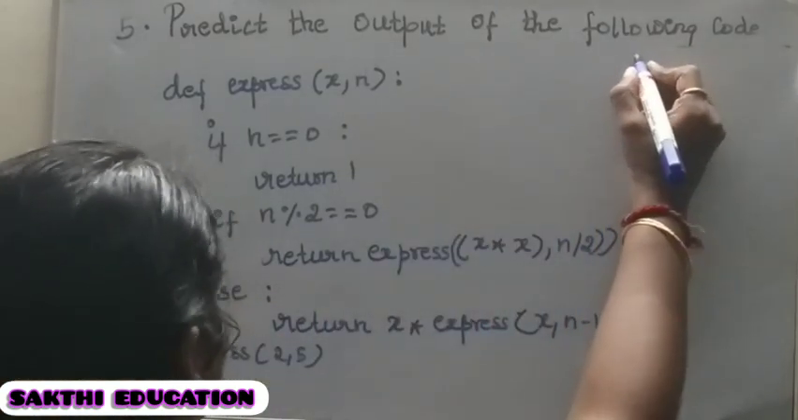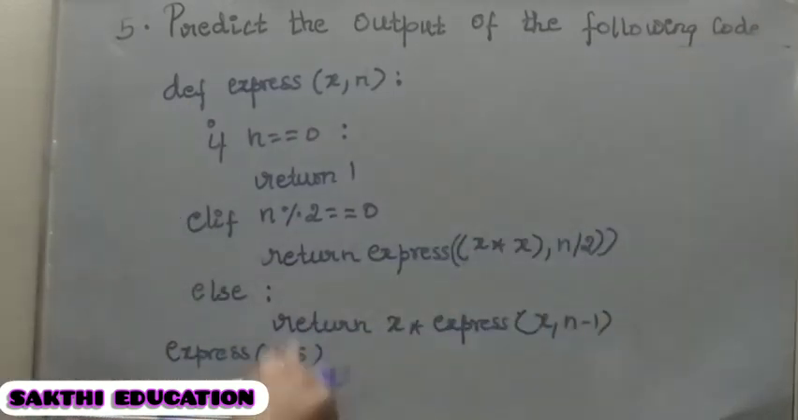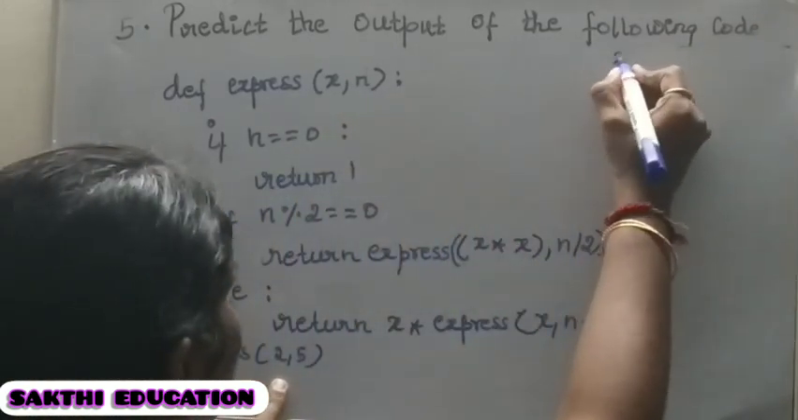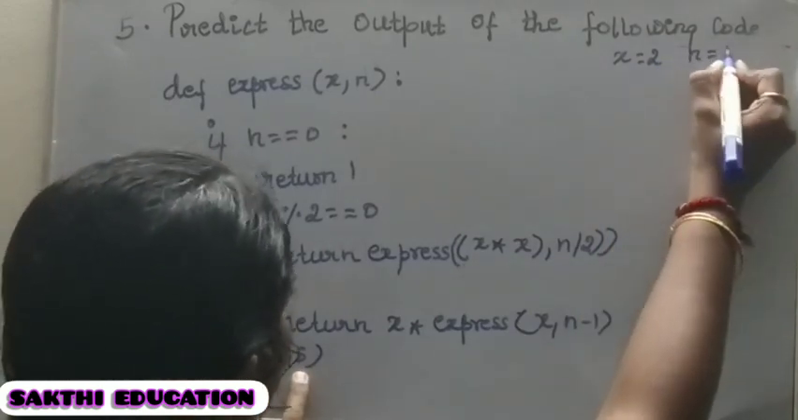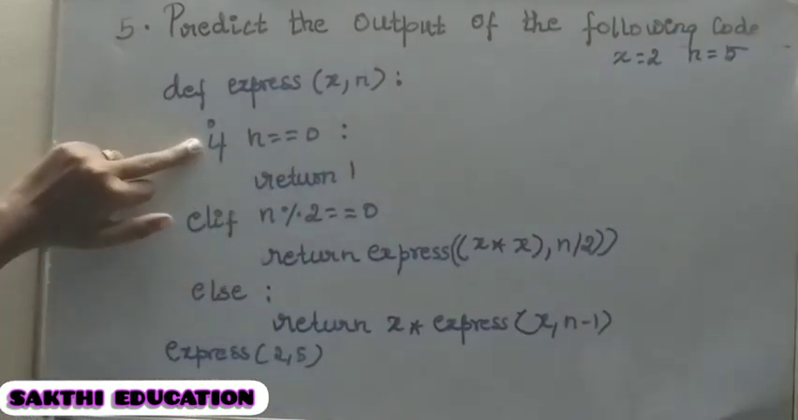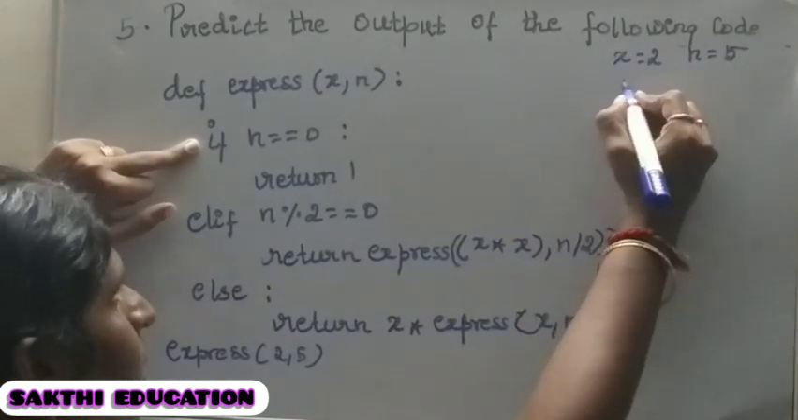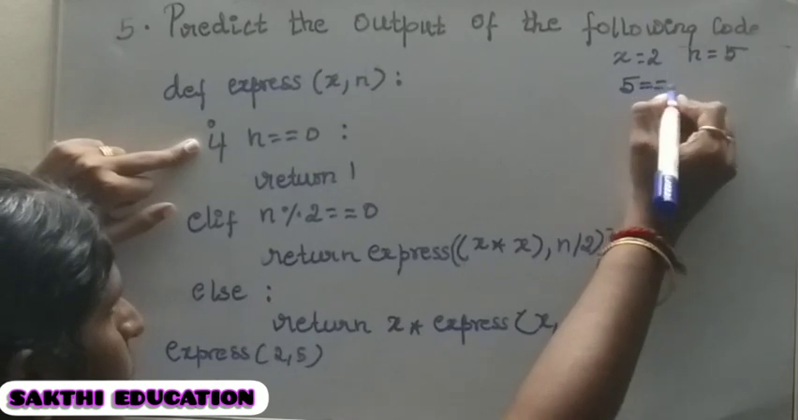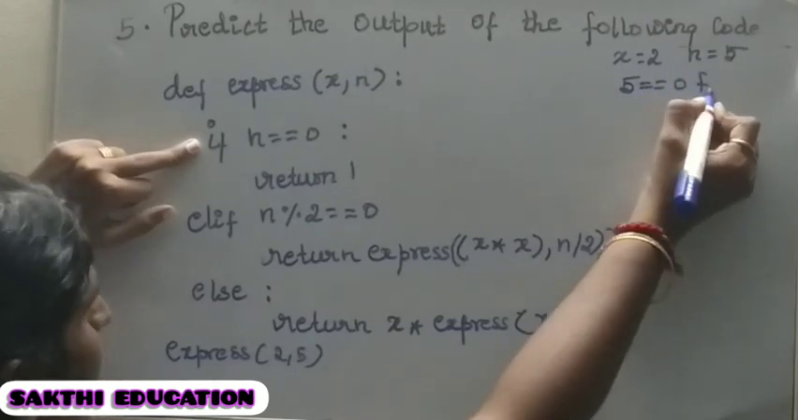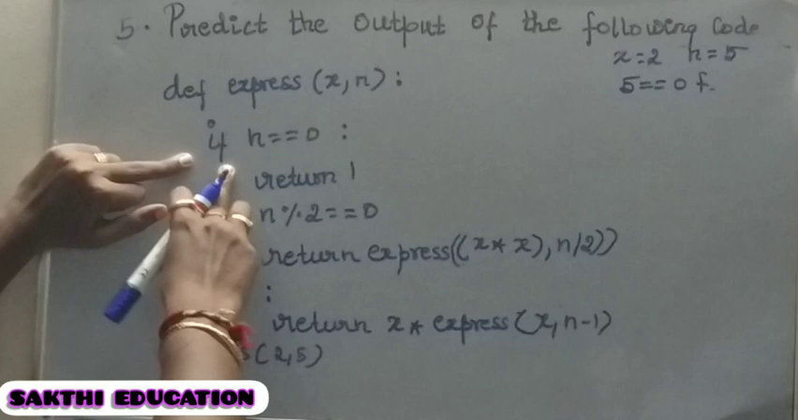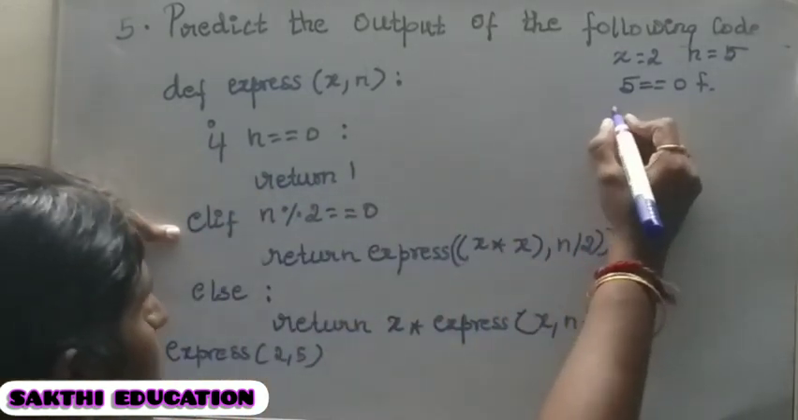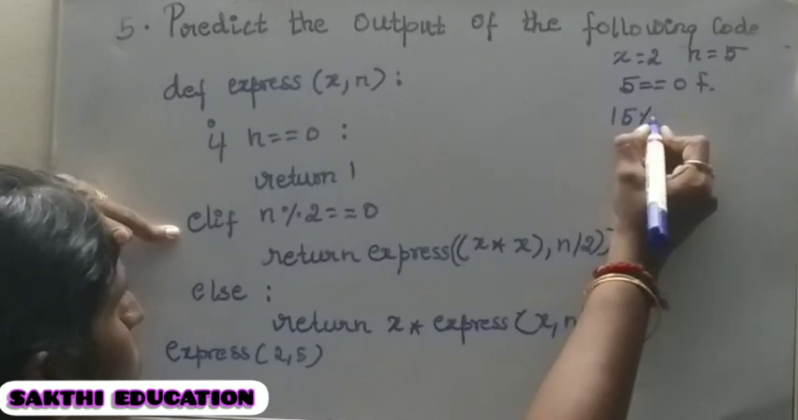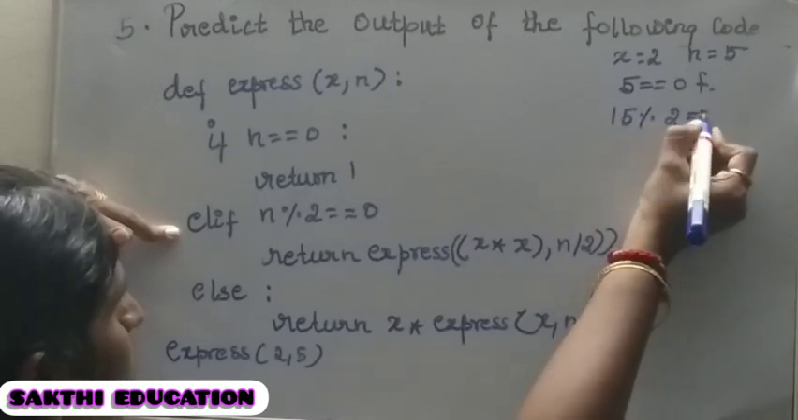First one, your x value receives 2, x equal to 2, n will receive 5. If n equal to 0, what is your n value? 5. And then you check 5 equal to 0. It is a false statement. So if it is a false statement, it will move to the elif part. So now you check 15 modulus 2 equal to 0.